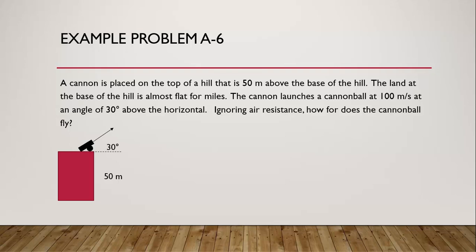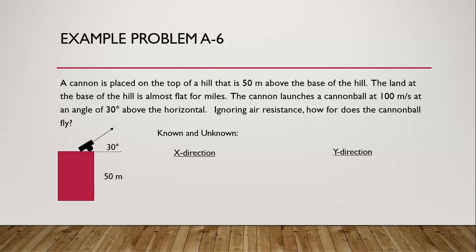You can also maybe think of the hill over by St. Mary's launching into town in Faribault. The land in Faribault is relatively flat at the base of the hill. So the cannonball is going to leave the cannon at 100 meters per second at an angle 30 degrees above the horizontal, and we want to know how far does the cannonball fly.